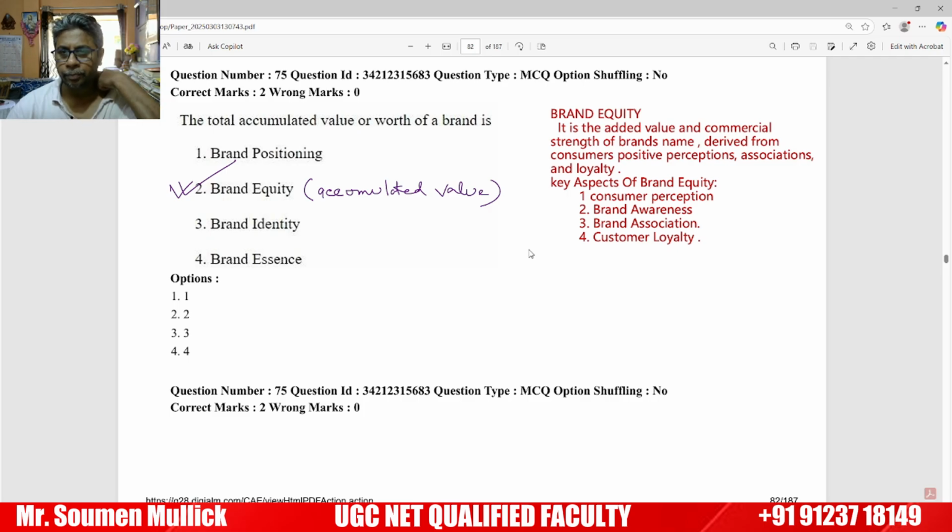So what is brand equity? It is the added value and commercial strength of a brand name, derived from consumer positive perception, association and loyalty. These are very important points. Consumer positive perception, association and loyalty are very important components involved in brand equity. Key aspects: consumer perception, brand awareness, brand association and customer loyalty. So the brand equity concept is very important and this question is based on it.